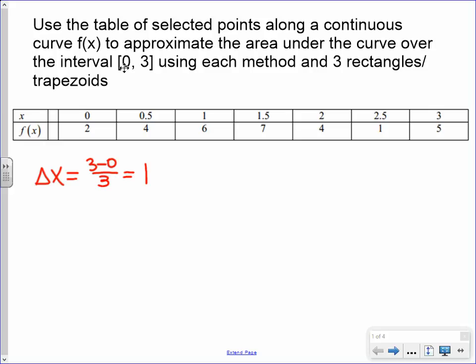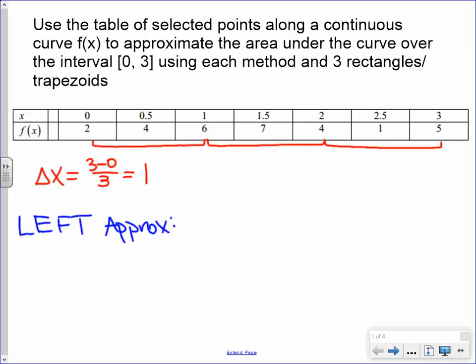Okay, we have a rectangle stretching from 0 to 1, a rectangle stretching from 1 to 2, and a rectangle stretching from 2 to 3. Those are our three rectangles. So if we approximate the area with a left endpoint approximation, those three rectangles have width of 1 times each of their heights.